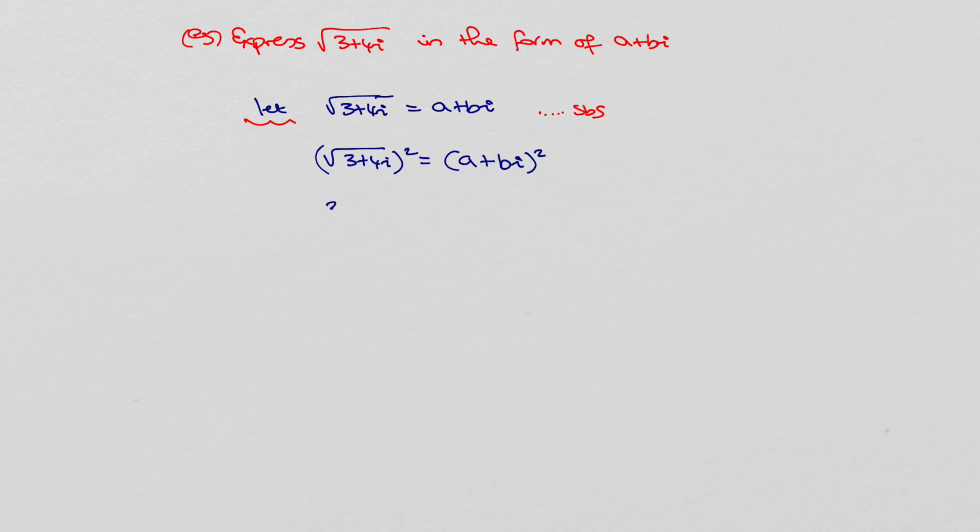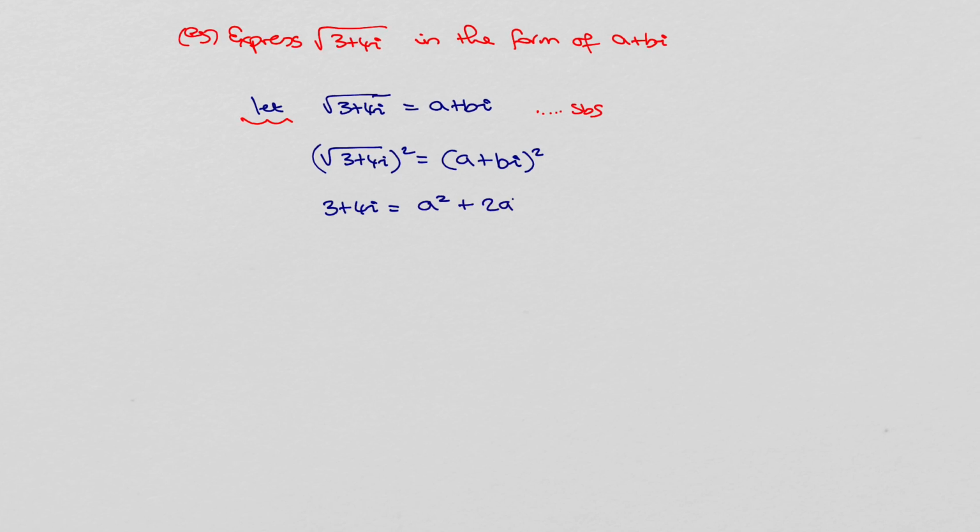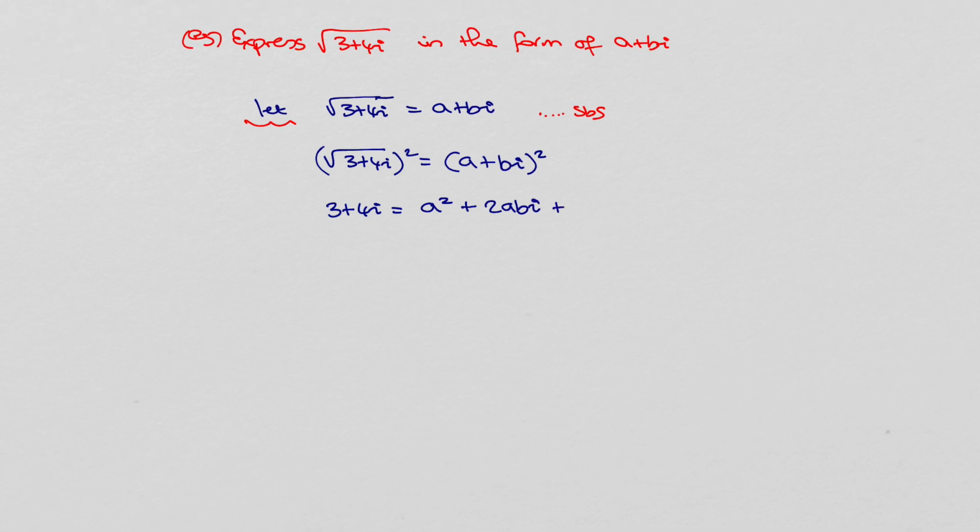So on the left, if I square the brackets, I get 3 plus 4i. And on the right hand side, if I square a plus bi, well, I square the first, multiply them and double it, and square the second term. And of course, remembering that i squared equals minus 1. So that gives me 3 plus 4i equals a squared plus 2abi minus b squared.